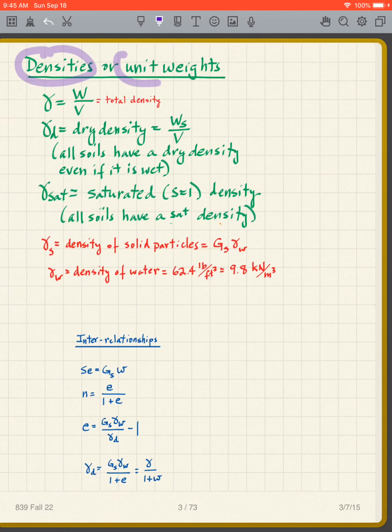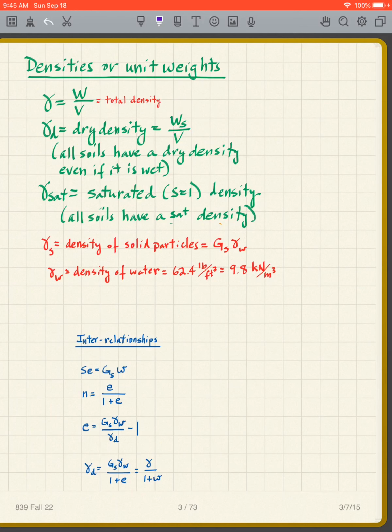Density, unit weight. You'll hear the term, they are the same. If we have gamma, it's simply weight over volume. That's the total density. Gamma D is the dry density. It's the weight of the solids over the volume. Total volume, notice. It's the weight of the solids over the total volume.